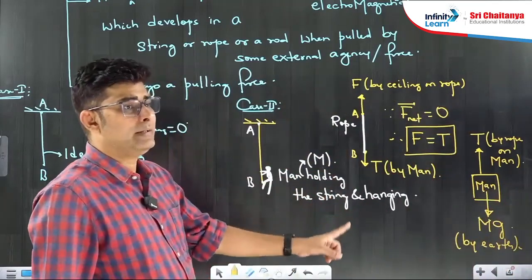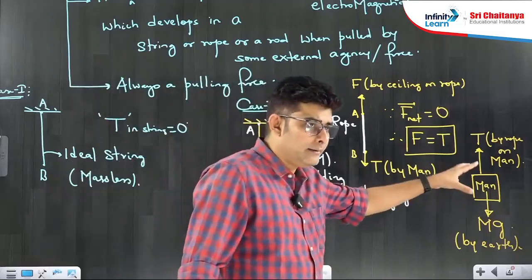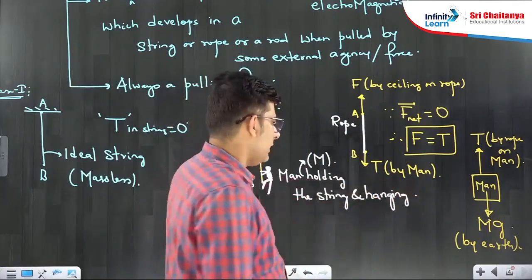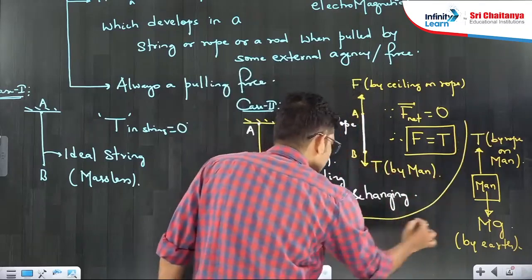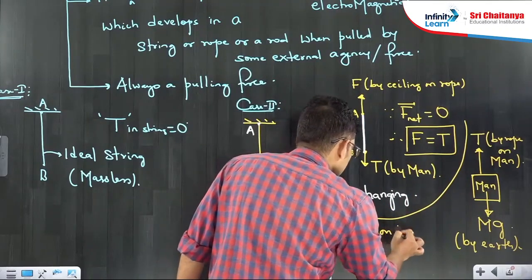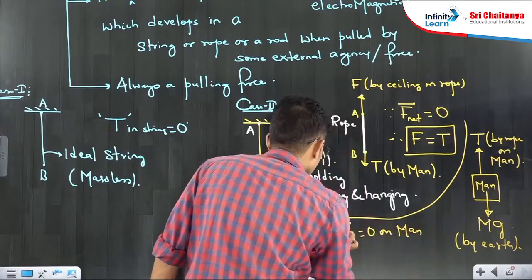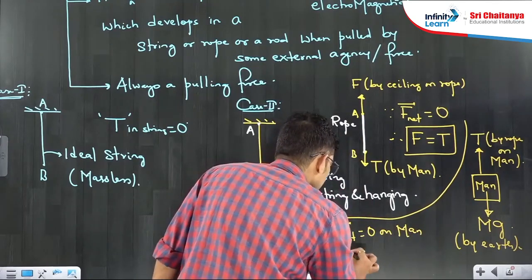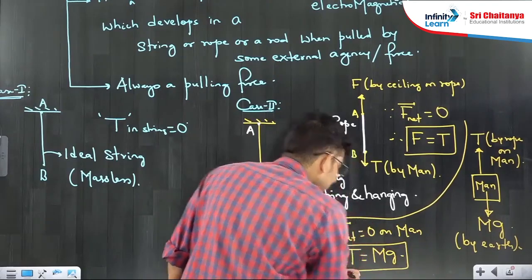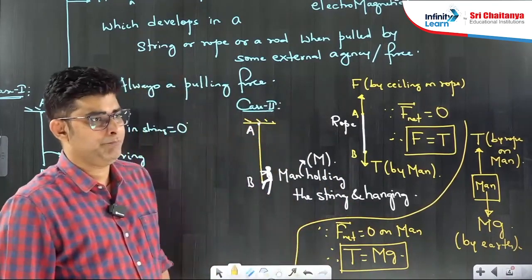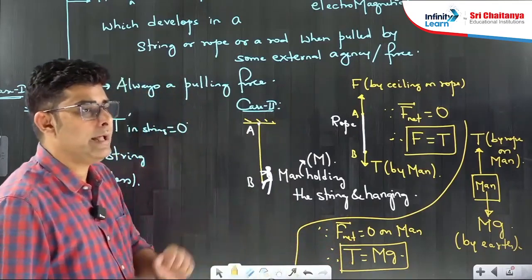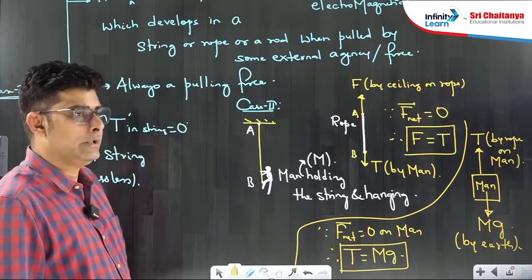Now again I repeat the same question. Is the man static or is he also moving? So the man is static, okay. So can I say that on the man also net force is 0? So that means the upward and downward force will balance, and that's why by force balancing we get T equals mg. So by balancing of force we are getting the expression T equals mg. Is it understood? Clear to everyone?